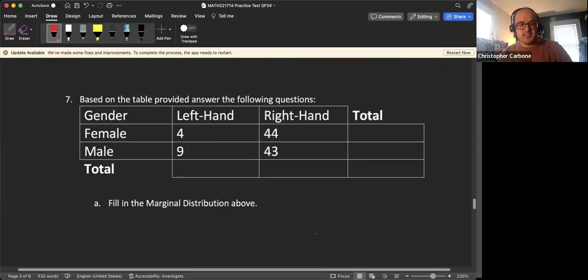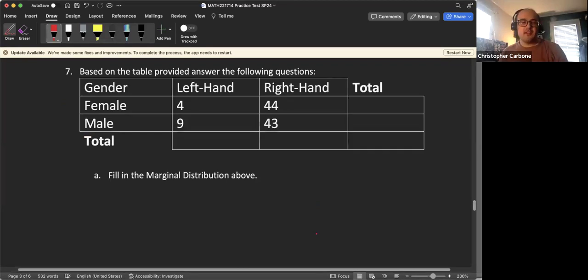This next one deals with contingency tables. Based on this, which is a handedness data set based on gender for the row variable versus column, what hand is your dominant hand, so left hand versus right hand. We want the marginal distribution, so just add these. 4 plus 9, this will give us a value of 13. For 44 plus 43, this will give us a value of 87. 4 plus 44, this is 48. 9 plus 43, that makes 52. And you can add either the row or the column to get this last value, which should be 100.